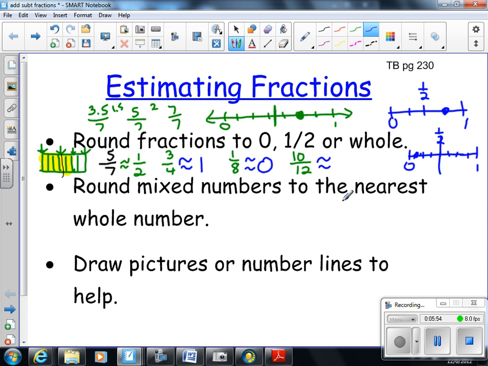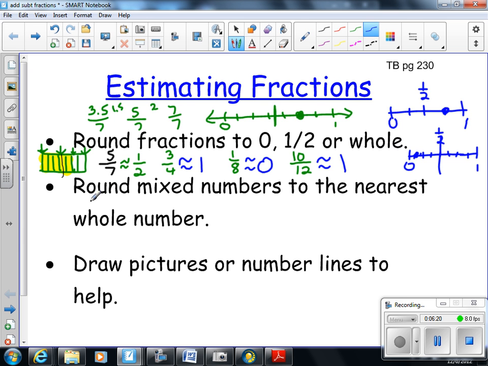10/12. Try that one, and then whisper it to your partner. See if you agree. Okay, now this one. In your brain, you might think, what's half of 12? 6. So is 10 going to be closer to 6? Well, it's 4 units away. Or is it going to be closer to 12, which would be a whole? It's closer to 12, so it would be closer to a whole. Okay, so that's rounding the fraction part.